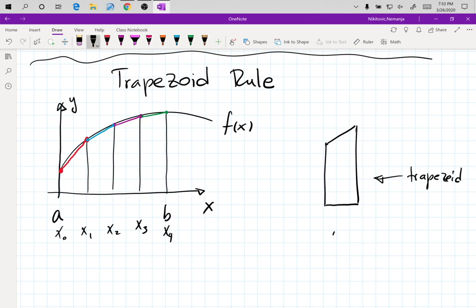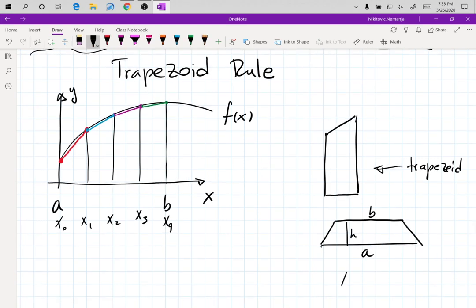Now you are used to seeing trapezoids this way, where you have A and B and the height, and the area was given as A plus B over 2 times the height. Well, now, here's your A, here's your B, and here's your height, which is actually delta x. You see that?